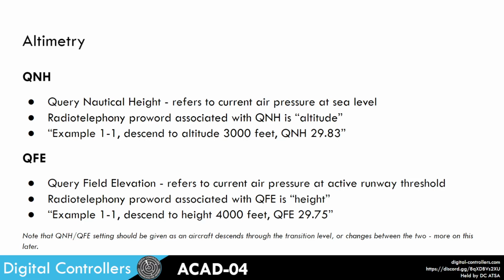Then we have QFE, or Query Field Elevation, which refers to the current air pressure at either the runway threshold, which we call threshold QFE, or an average of the aerodrome, which we would call aerodrome QFE. The radio pro word that we use with the QFE is height. So for example, 11, descend to height 4,000 feet, the QFE 2975. We provide the QNH or QFE when an aircraft descends through what we call the transition level, or when they're changing between the two, but we will discuss this more later.